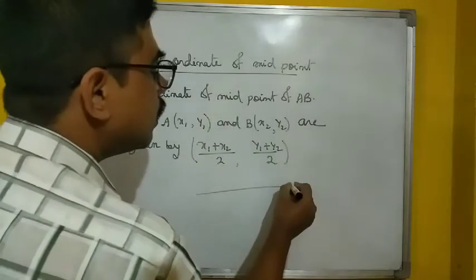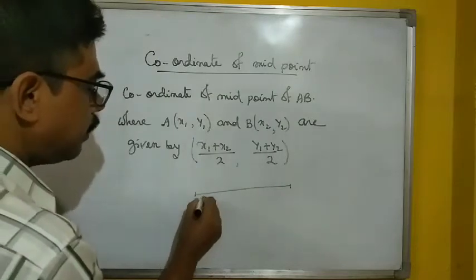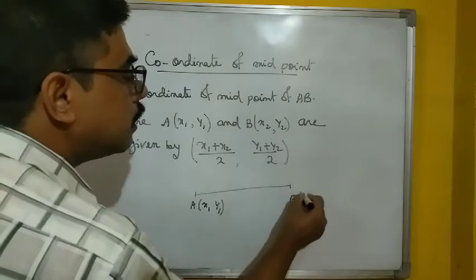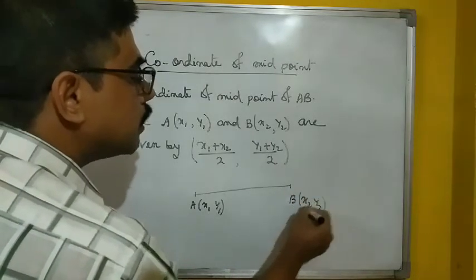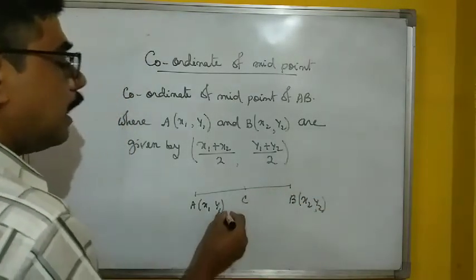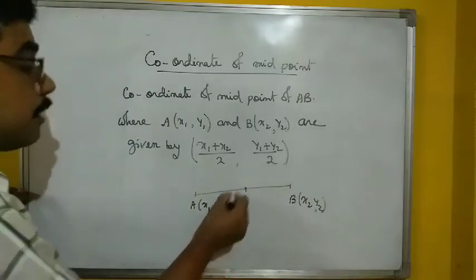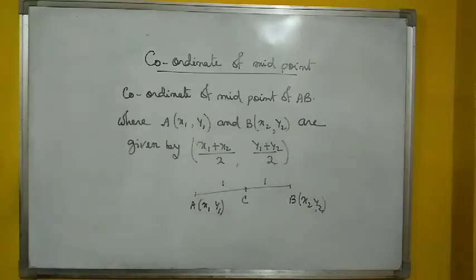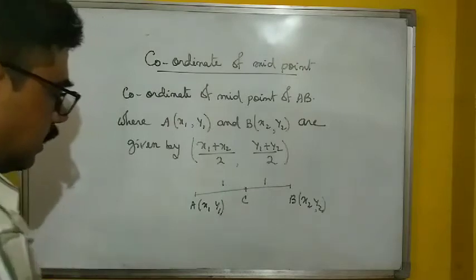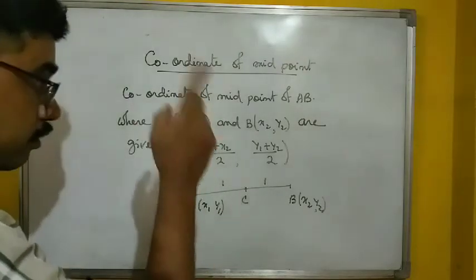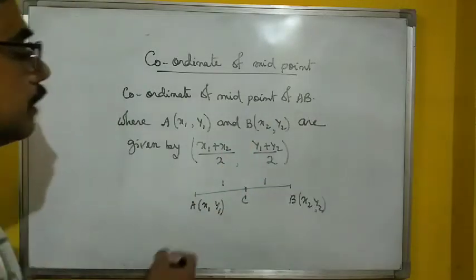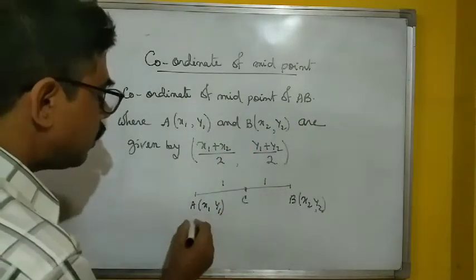Here you see, suppose this is point A with coordinates (x1, y1), this is point B with coordinates (x2, y2), and this is point C, the midpoint. If C is the midpoint, then the ratio of intersection is 1:1. And if the ratio is 1:1, then the coordinate of C will be according to the section formula, which we did in the last class, last video.